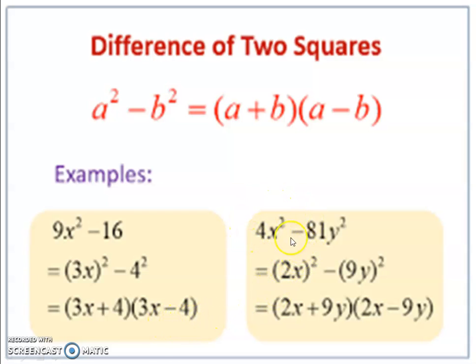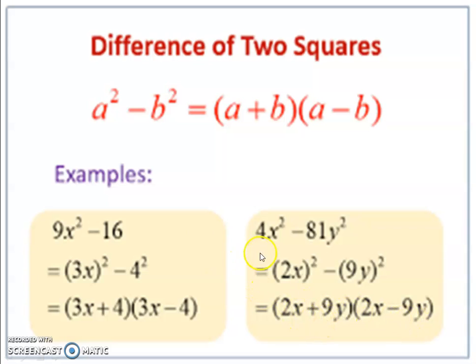Now here we apply the same trick. 4x square minus 81y square is given. We know x square and y square are available, 4 is the perfect square of 2, yes right, and 81 is the perfect square of 9. That's why 4x square we write as (2x) whole square, and 81y square we write as (9y) square. The middle is minus. So here a is 2x and b is 9y. a square minus b square is a plus b into a minus b. So we substitute a is 2x and b is 9y: (2x plus 9y) into (2x minus 9y).